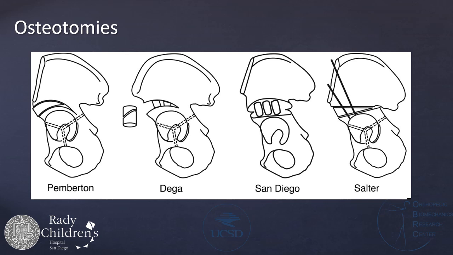Subsequently, mock Pemberton, Dega, San Diego, and Salter osteotomies were performed on the quadruplicate set of 3D prints for each patient by a fellowship-trained pediatric orthopedic surgeon. The first 3 osteotomies are considered incomplete or reshaping osteotomies because they function by using an incomplete bone cut and then bending the pelvis to change the shape. The Salter osteotomy is considered a redirectional or complete osteotomy because the bone is completely cut and then redirected. The conventional belief is that the redirectional osteotomies are volume neutral, whereas the incomplete osteotomies are not volume neutral, and in fact reduce the volume.